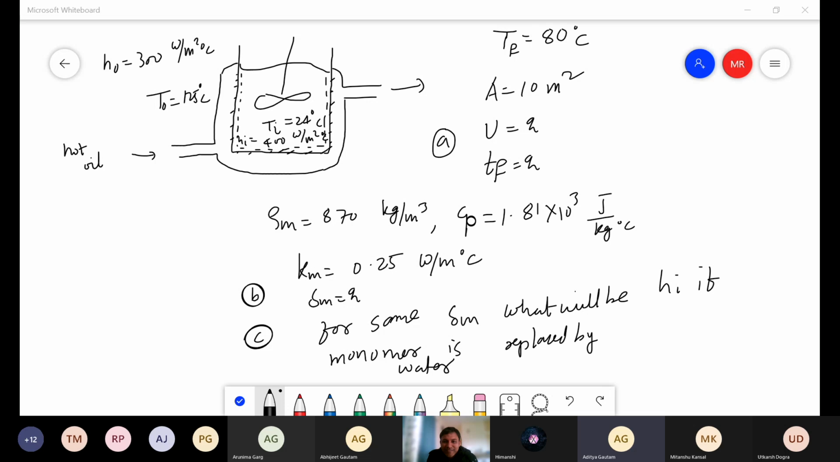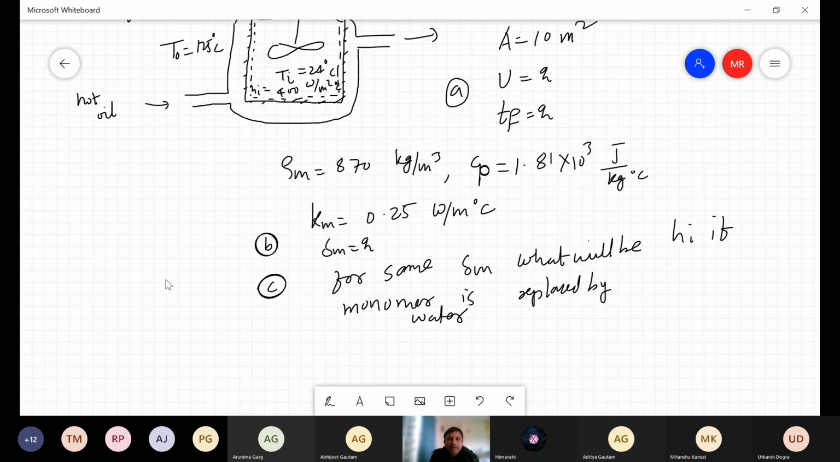Acha, for the spilling part, for that purpose. So this is what this entire thing is 6, but the monomer is charged only up to 5 meter cube. Okay. Yes, sir. Okay. All right.